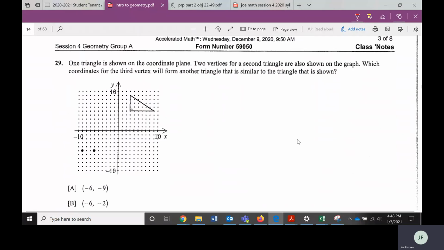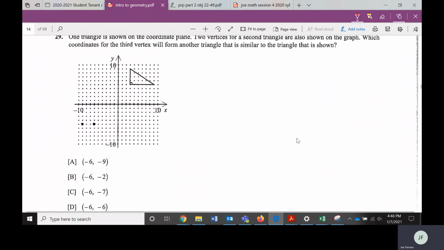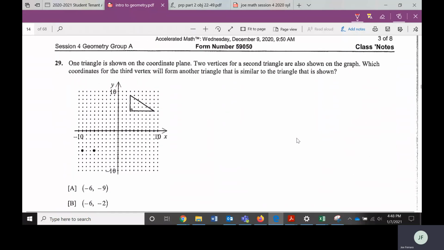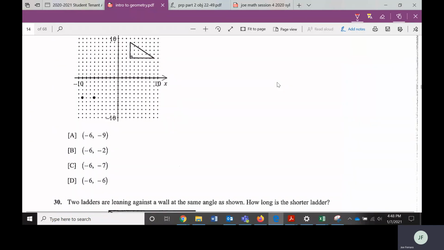29 is not hard, but it's just a little goofy. So we're going to look at it here. It says one triangle is shown on the coordinate plane. Two vertices for the second triangle are shown on the graph. Which coordinates for the third vertex will form another triangle that's similar to the one that's shown? So let me break this down for you.